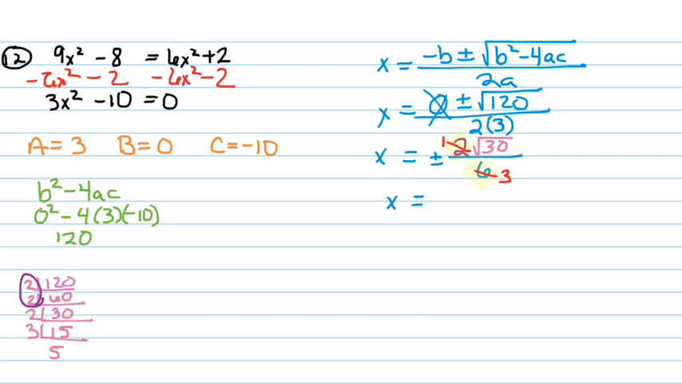And so we have x is equal to square root of 30 divided by 3, plus or minus. And so our two solutions are negative 30 square rooted divided by 3, and a positive 30 square rooted divided by 3.